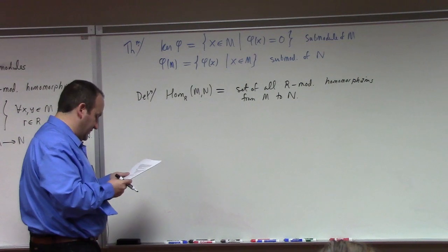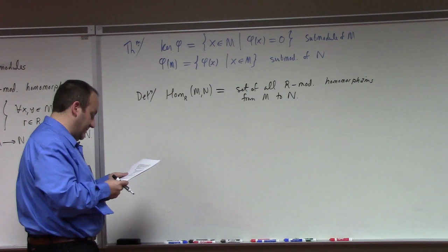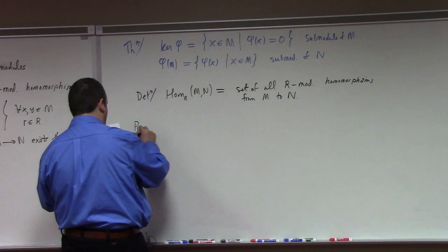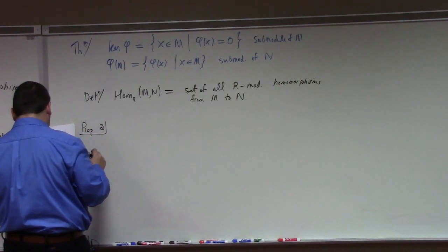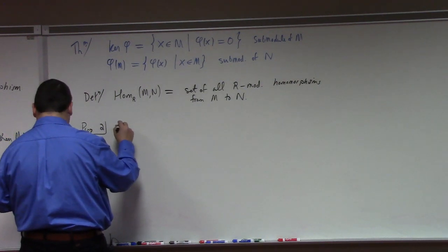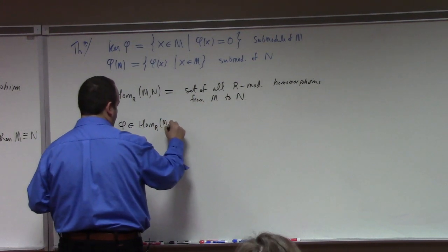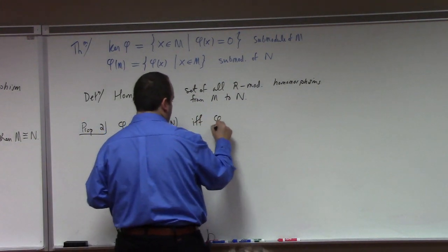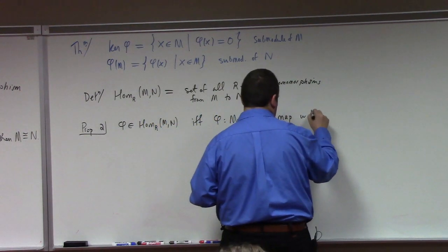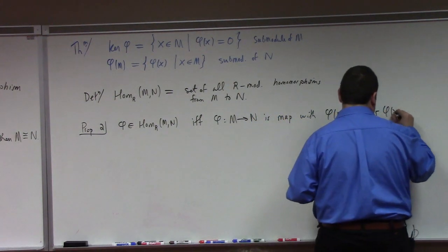Well, he has an example on page 346. I'll let you look at it. Example 1 expands on that comment. Now, proposition 2 says that phi is an element of Hom_R(M,N) if and only if phi from M to N is a map with phi of Rx plus y equal to R phi of x plus phi of y.